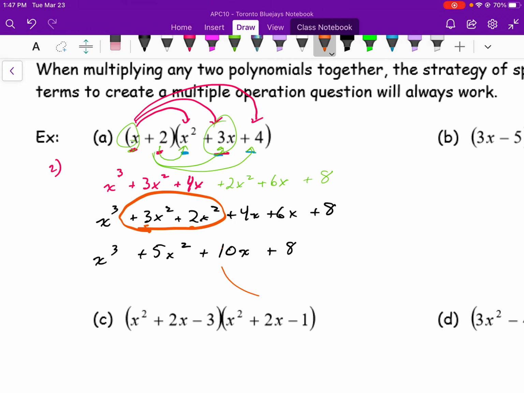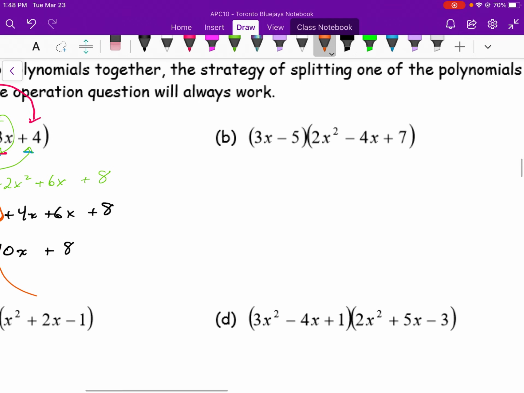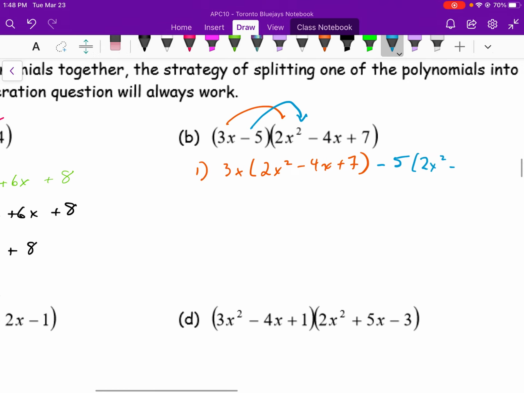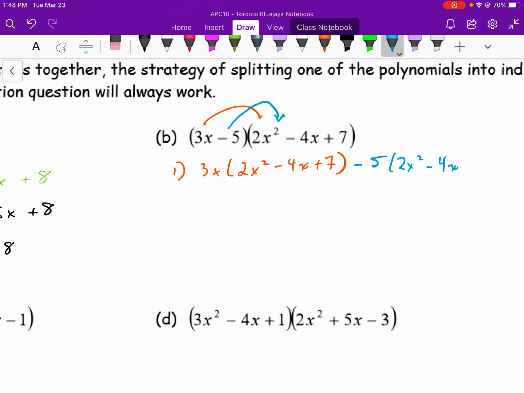Which way do you prefer? Hopefully I've clearly defined what we do here. So now what I'm going to do is method 1 will look like this: 3x times 2x squared minus 4x plus 7. My second way is going to be negative 5, so minus 5, times that second polynomial. And it's absolutely the same amount of work. Okay?